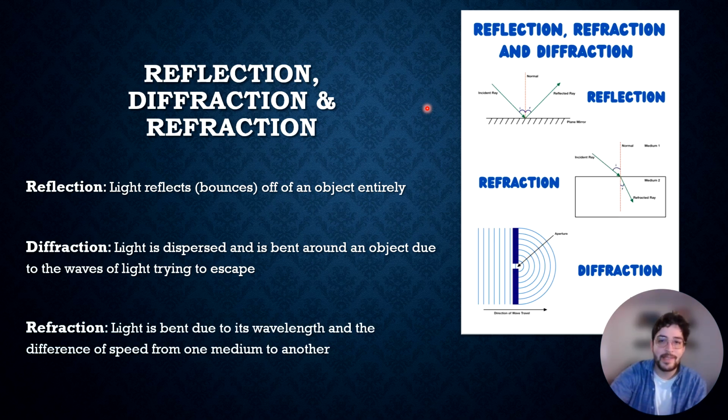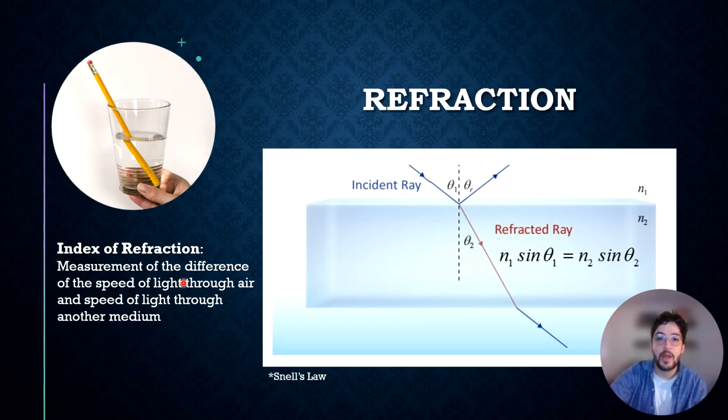And so lastly, and most importantly to the presentation, we're going to be talking about refraction. Refraction is when light is bent due to its wavelength and the difference of speed from one medium to another. I've got a better diagram of it here. When a ray of light hits another medium, this little block here, instead of going all the way through it, just like it would in air, it is bent down a little bit before it exits at another angle.